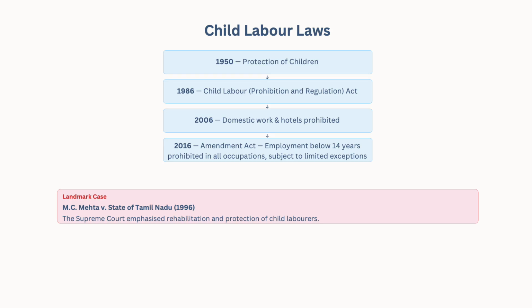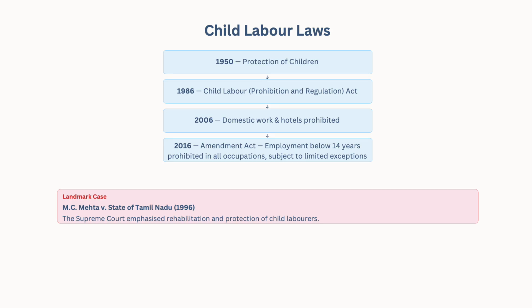The 2016 Amendment: employment below 14 years is prohibited in all occupations, subject to limited exceptions. What are the exceptions? For example, if you're a child artist, let's say you are 13 years of age, but you know how to paint so beautifully, and you're earning through that. This is an exception, because he is not being forced. In fact, the government encourages that. So these are some exceptions, but other than that, children should not be forced.